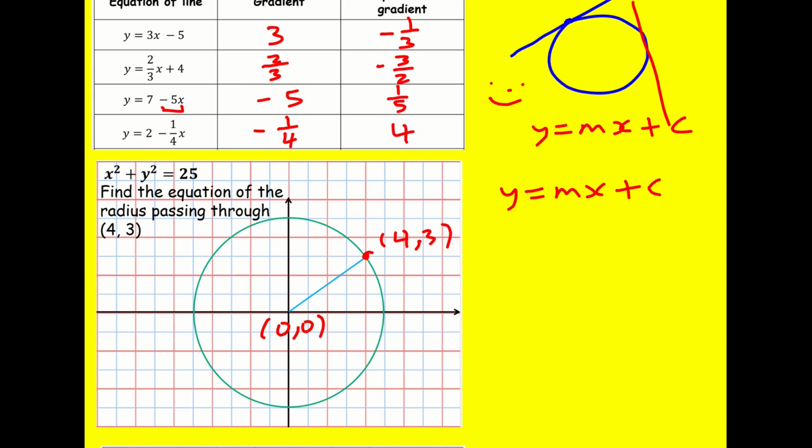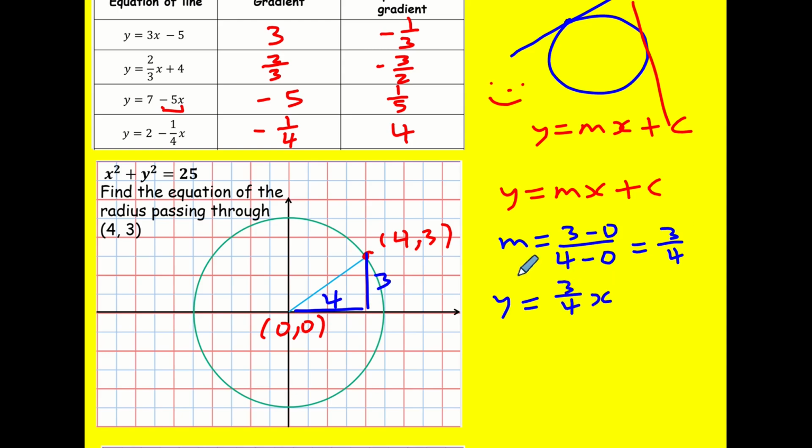I can work out the gradient by doing rise over run. So I go along 4, and I go up 3. I could equivalently do y2 minus y1 over x2 minus x1. In both cases, I'm going to get 3/4. So I'm going to get y is equal to 3/4 x plus c. In this special case, I can see that it goes through the origin, so c is going to equal 0. If I don't spot that, I can substitute in for either value, and I will, again, get the same thing. So we can work out the equation of the radius. That's not the same as working out the equation of the tangent, but it's like a little stepping stone, so I wanted to cover that first.